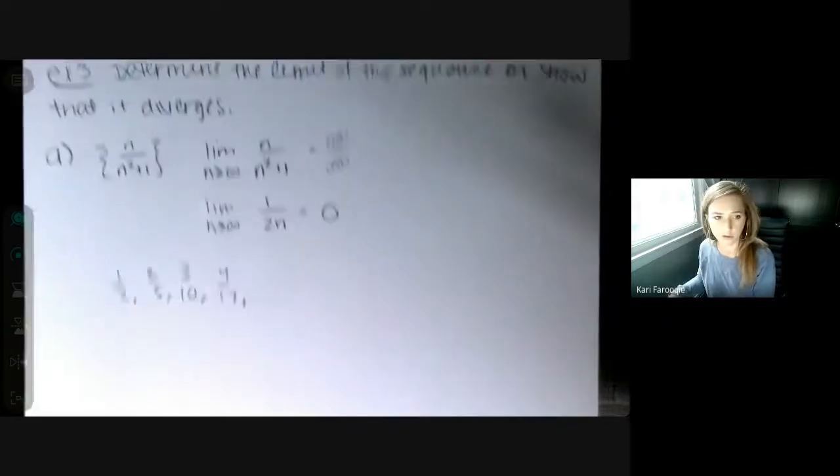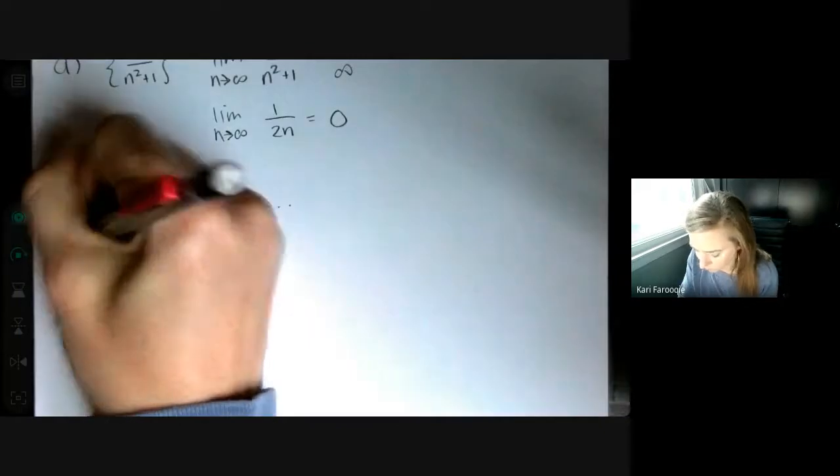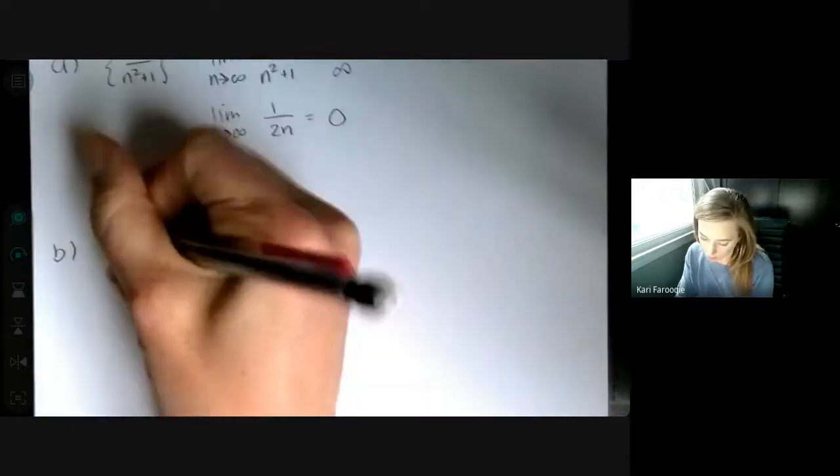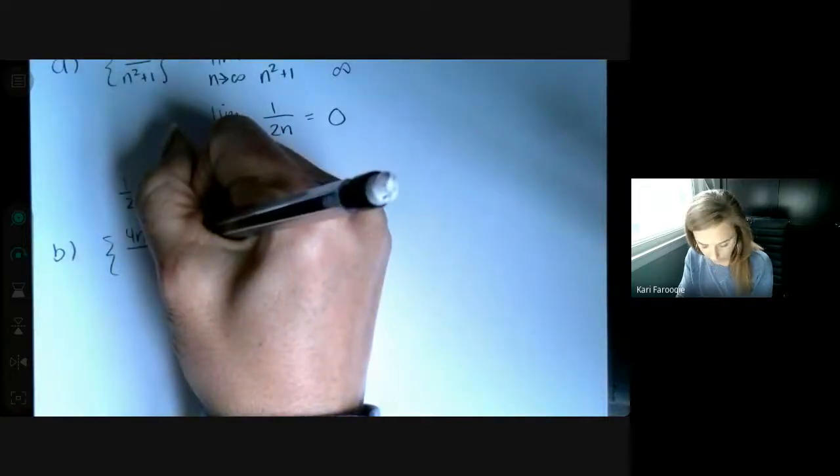Okay, let's do some more of these, because like I said, you're going to have a ton of these for your homework, just finding these limits. The next one will be 4n cubed divided by n cubed plus 1.